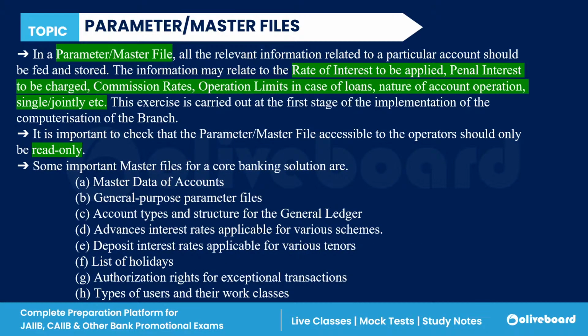Now, there is a parameter file or the master file in the core banking system. Master file means all the relevant information related to a particular account should be fed and stored, all the particular statements. So any information of a particular account, like what is the rate of interest for this account, what is the overdraft limit, what is the operational limit, what is the commission charge, what is the nature of the account, whether it is single or joint, everything related to a particular account is stored in the form of the parameter or the master file, right?